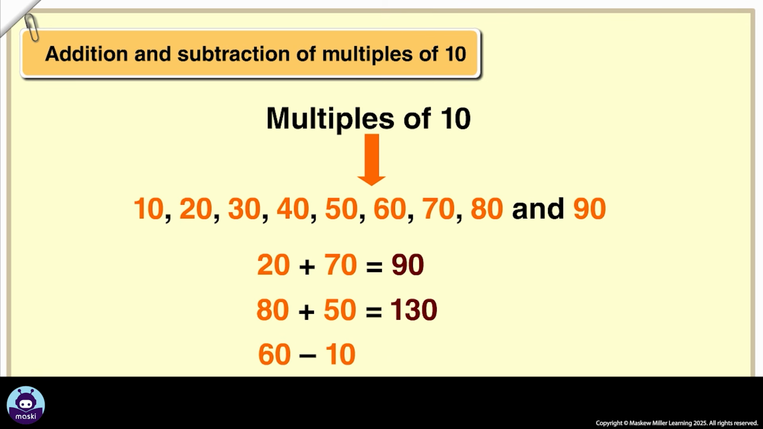When subtracting multiples of 10, you first write 0 and then subtract the values of the tens as if you were subtracting units and then write the answer on the left of the 0. 60 minus 10 equals 50.